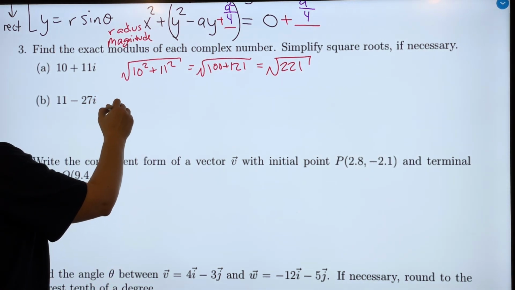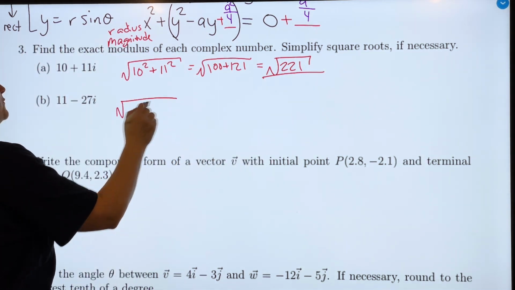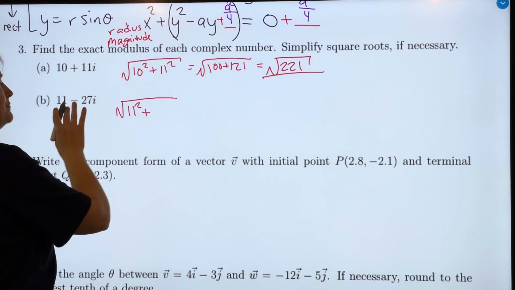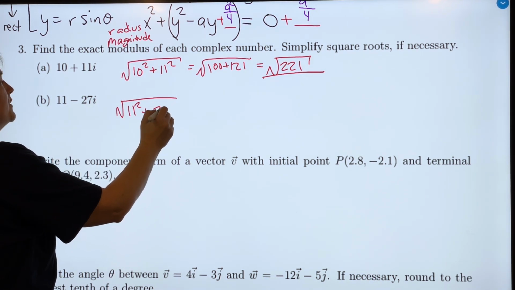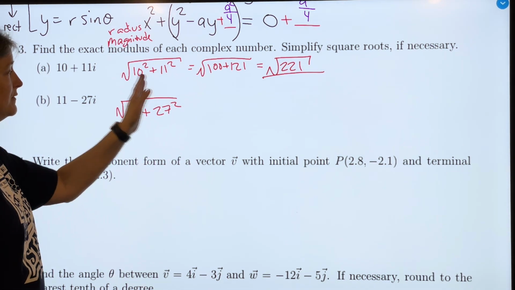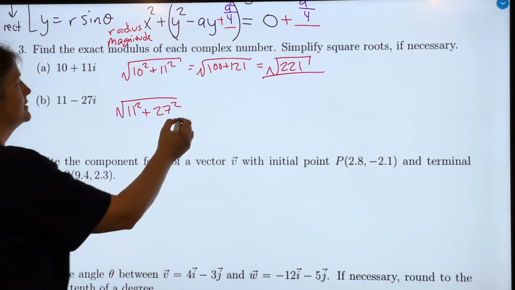How about this one then? So that's the answer, by the way, to be clear. This one would be the square root of 11 squared plus, sorry, I'm tricked by the negative there, plus the square root of 27 squared. Now I don't bother writing the negative because I know that both of these pieces, once they're squared, go positive no matter what. So I just ignore the signs inside.